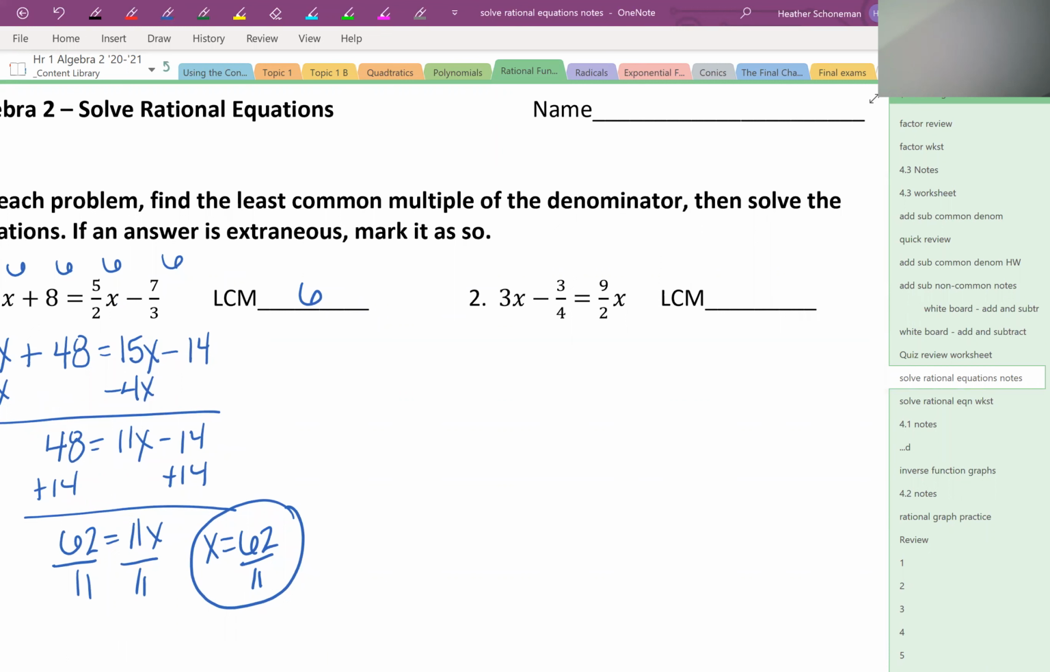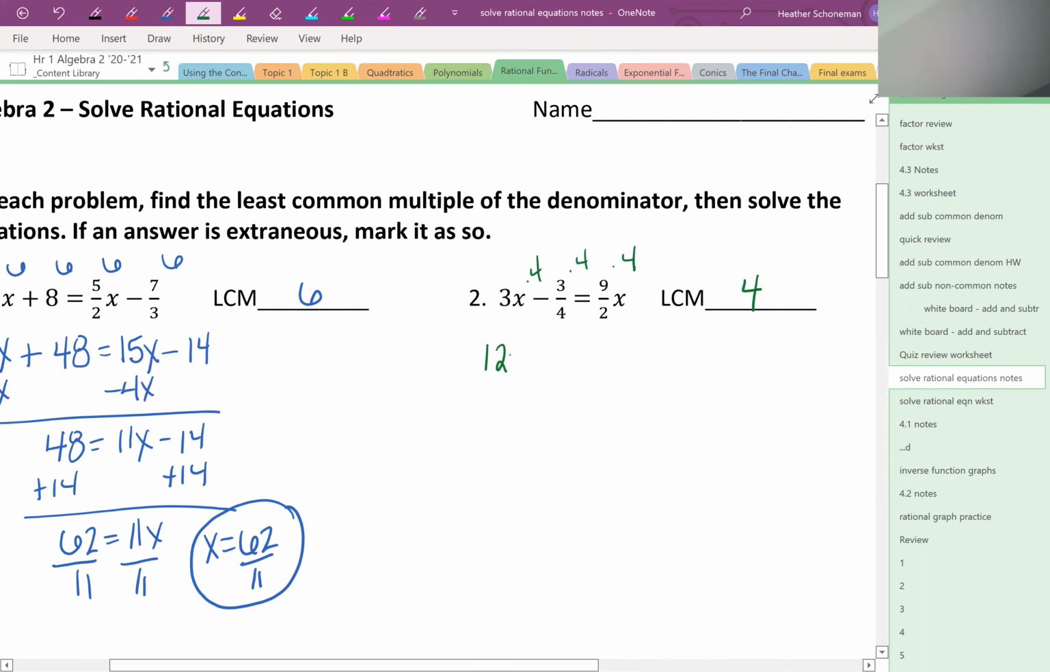On number 2, the least common multiple of 4 and 2 is 4. Now, if you mistakenly thought this and said 8, 8's actually going to work out just fine. You're just going to have more reducing at the end. But if you work with the smallest common multiple, it tends to work out a little better. So now I'm going to multiply everything by 4.